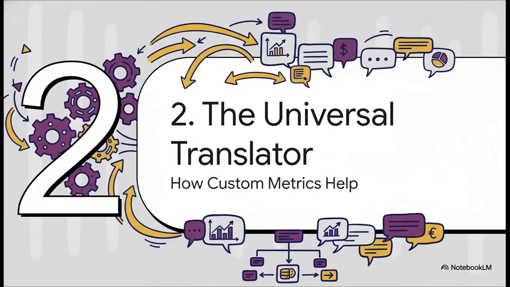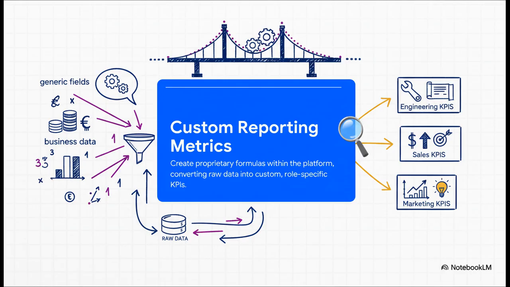So how do we fix this? Well, we use what we're calling the Universal Translator. This is where custom metrics step in to completely automate the process and finally bridge that communication gap between all your teams. The solution is a feature called Custom Reporting Metrics. And really, you should think of it as a super powerful built-in calculator just for your business data. It lets you create your very own formulas right inside the platform, transforming those raw data points like revenue and payout into the specific tailor-made KPIs each of your teams actually needs to see.